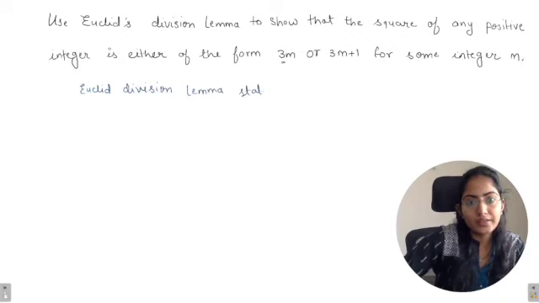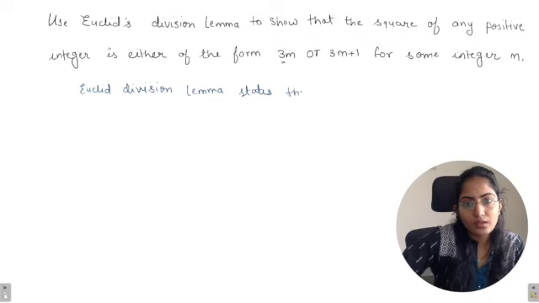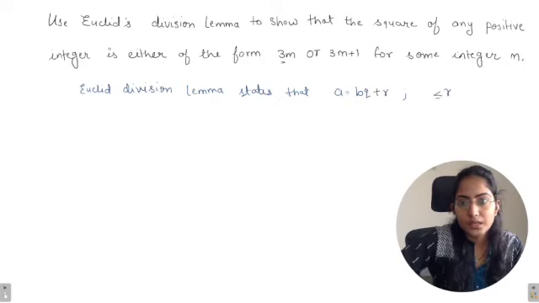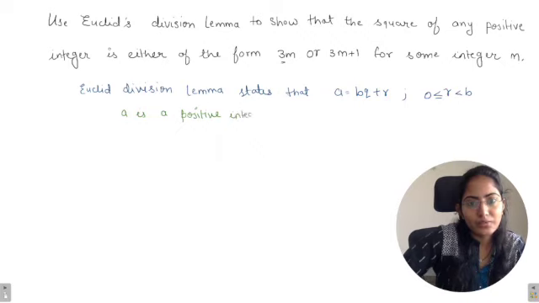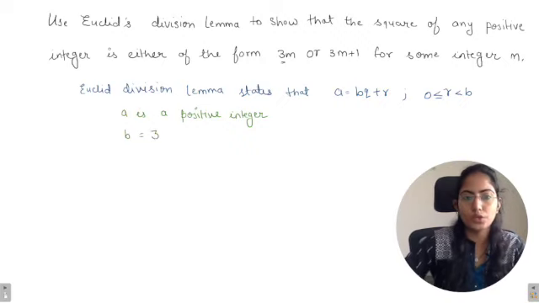it states that a is equal to bq plus r, where r must be greater than or equal to 0 and less than b. Okay, so this is the condition. According to the question here, a is a positive integer, and b will be 3. Clear?